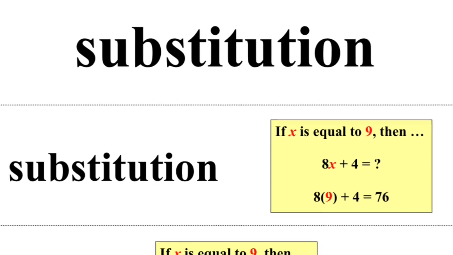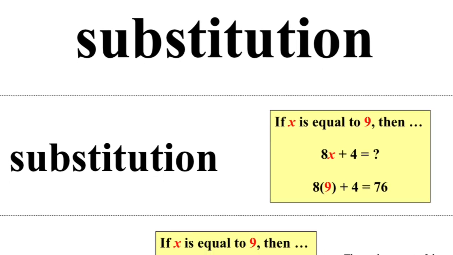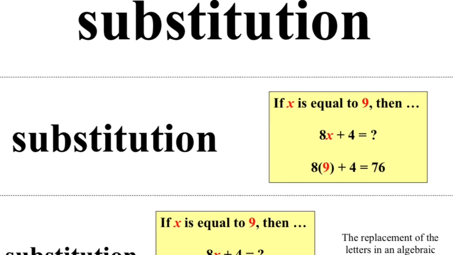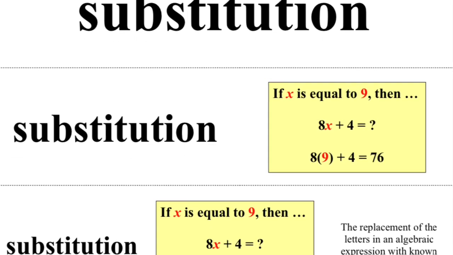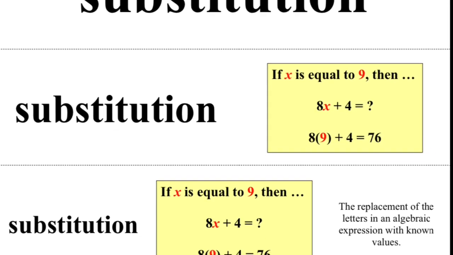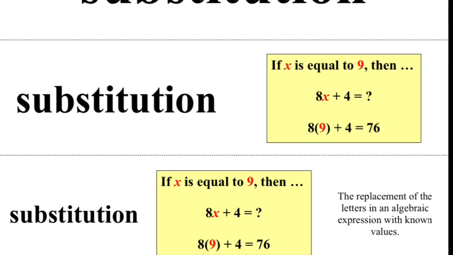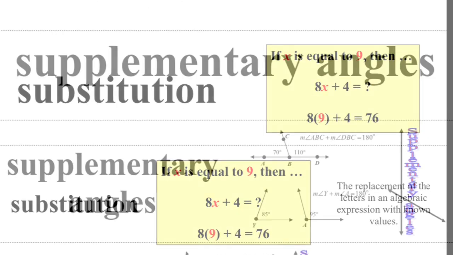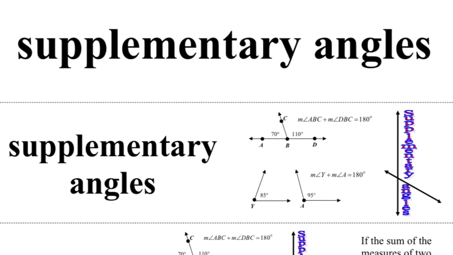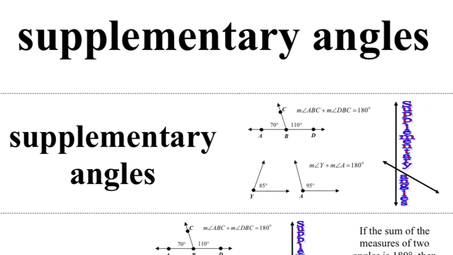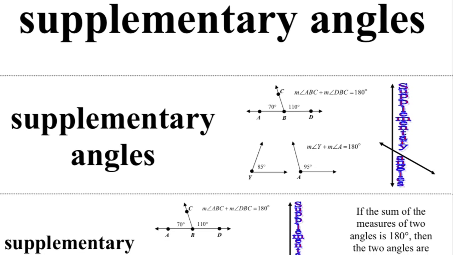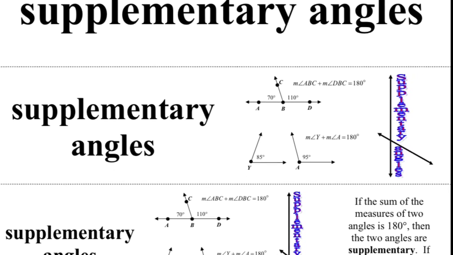Substitution is when you take a variable and replace it with a number and then evaluate. Supplementary angles are two angles that add up to 180 degrees. In other words, it's two angles whose sum creates a straight line.